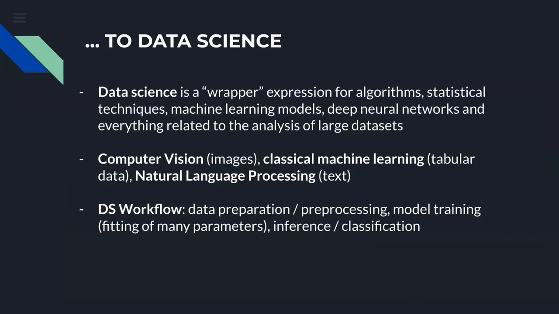Just so you know what I'm talking about, when you mention data science, you're talking about everything and nothing at the same time. As usual, data science is a wrapper expression for everything that deals with algorithms, statistical techniques, models of machine learning, artificial intelligence, deep neural networks, everything that you can use to analyze any kind of data. Data sets can be images, numbers, or text.